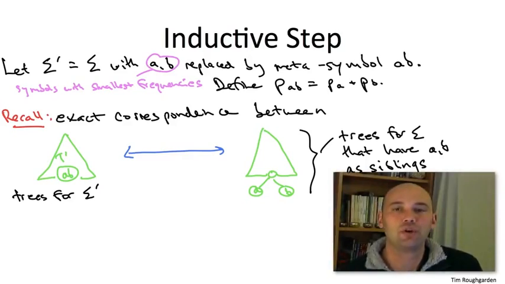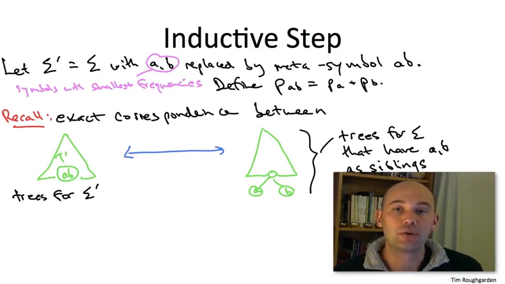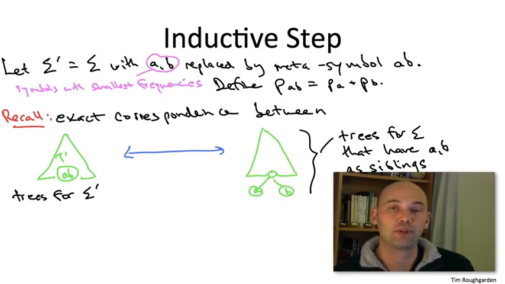Given a tree as shown in the left picture, that is, given a tree T prime with the leaves labeled according to sigma prime, you can, and this is in fact exactly what we do in Huffman's algorithm, split the leaf with the meta symbol ab, make it an internal node, and give it 2 leaves with labels a and b. That produces a tree of the form on the right.